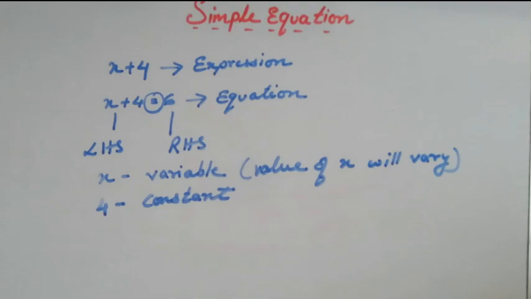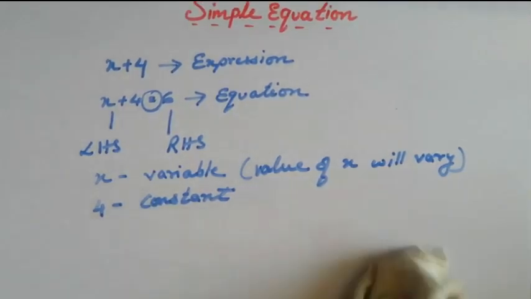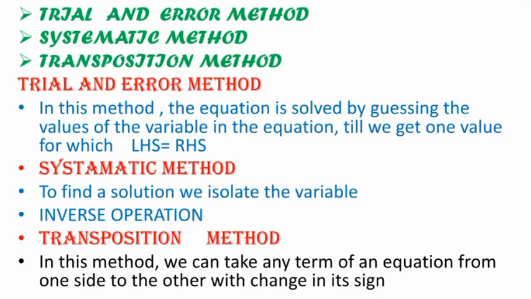Okay, now how can you solve an equation? There are three different methods to solve an equation. What are the three different methods? Trial and error method, systematic method and transposition method. In transposition, you transpose some values, the expression, to either of the sides and then we can get the values.